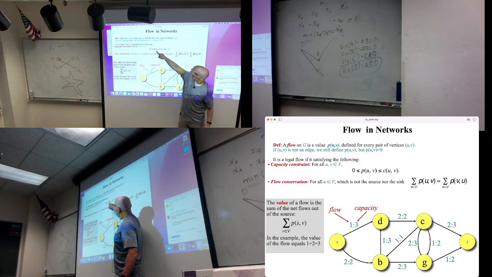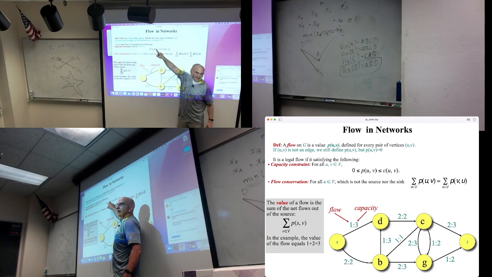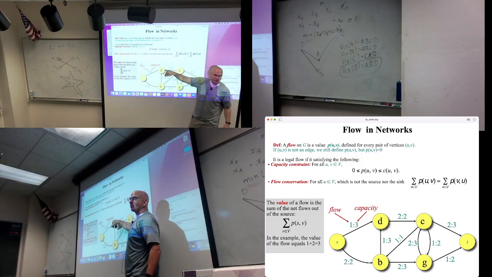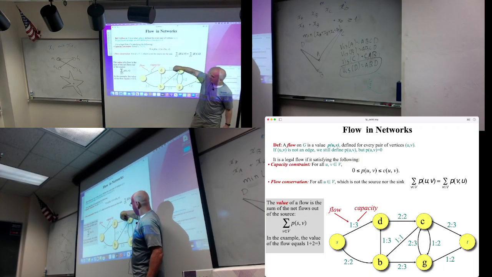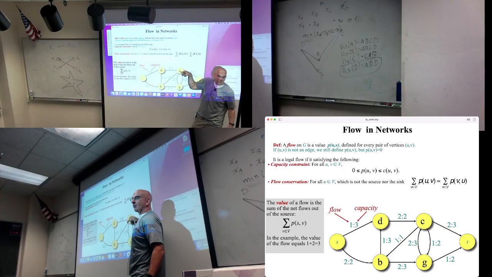UV in my graph, every edge UV in the graph, remember directed graph, you need to decide about the value or the flow across this edge, across this link, across this pipe. PUV will say how many liters am I sending on this pipe directly.